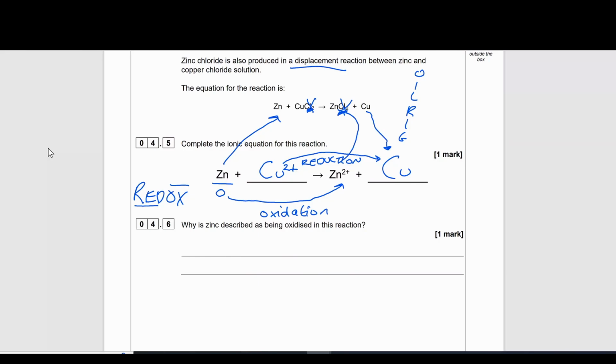Why is zinc described as being oxidized in this reaction? We just explained it. Zinc loses 2 electrons.